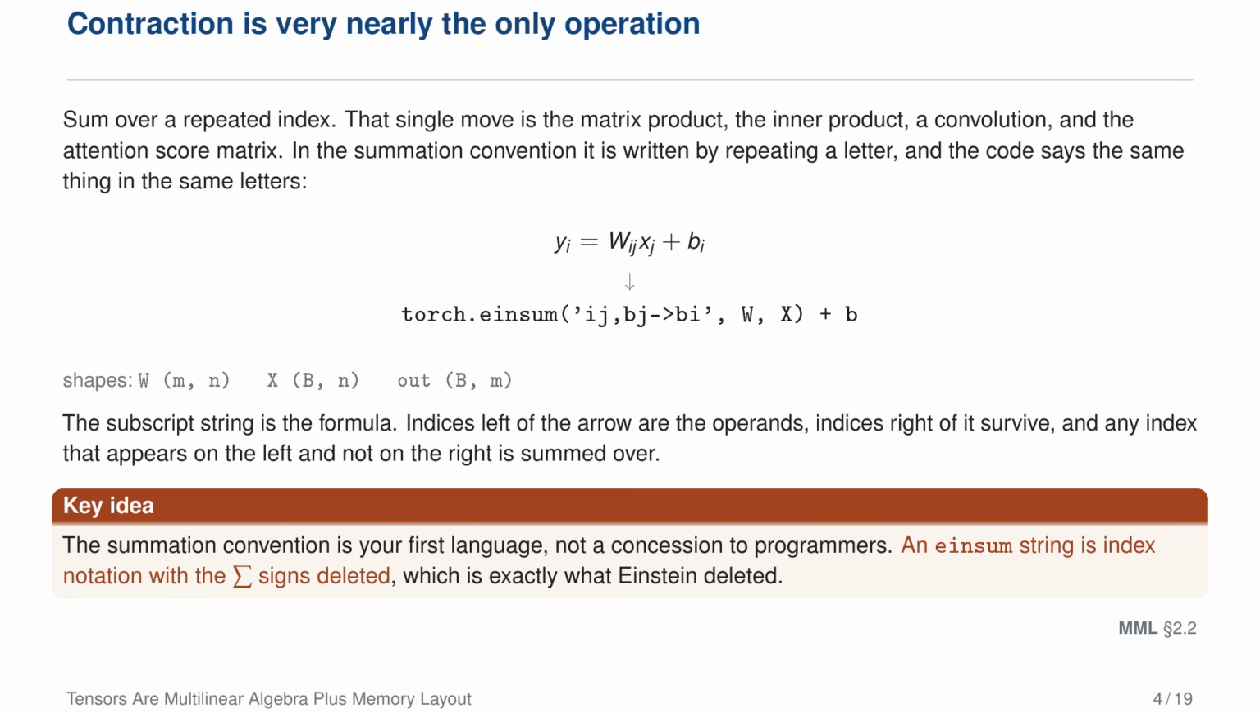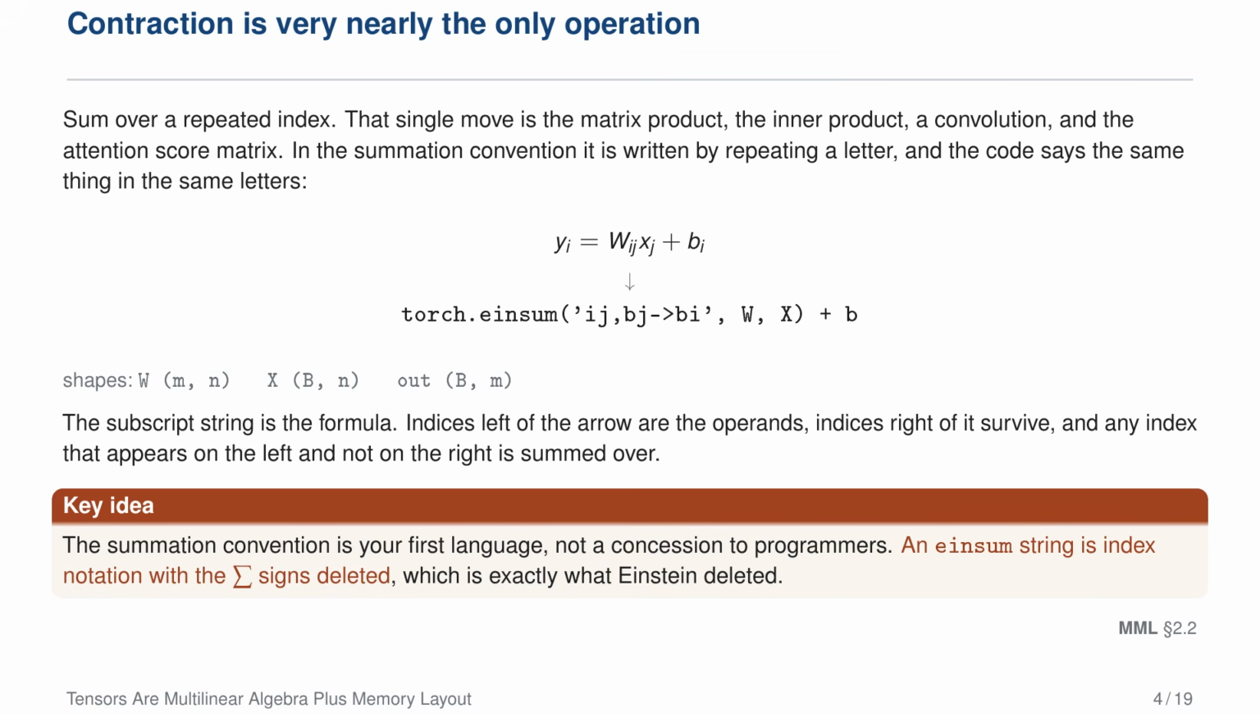Now, contraction, sum over a repeated index. That single move is the matrix product, the inner product, the convolution, and the score matrix inside attention. In the summation convention, you write it by repeating a letter, and the striking thing is that the code says the same thing in the same letters. The mathematics reads y sub i equals w sub ij x sub j plus b sub i. Directly beneath it, the code reads einsum of the string ij, j comma b, j gives b i. The subscript string is the formula.